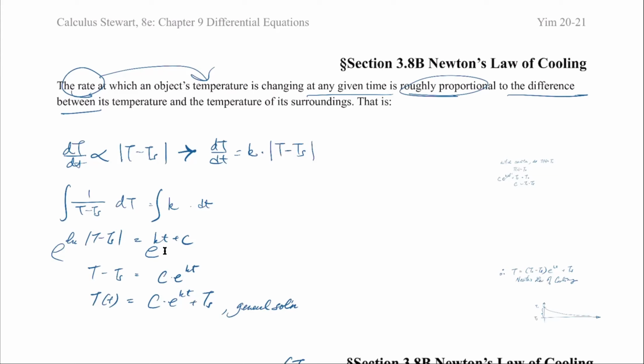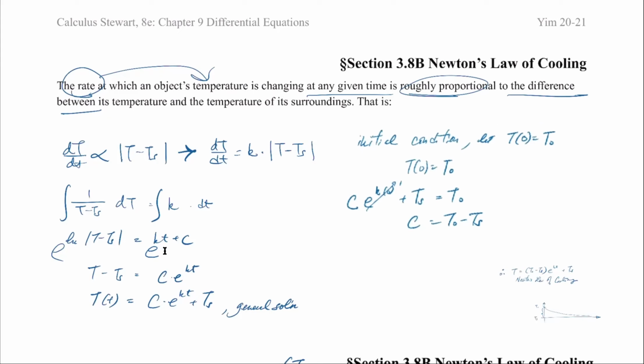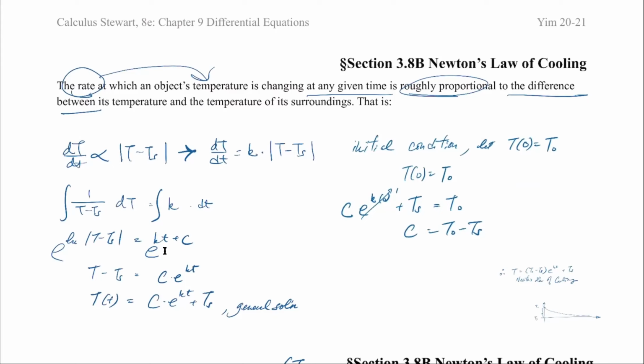And then we have some information. What can we do, guys, to find the exact solution? One of the things we could do is use the initial condition, right? So we're going to let T of 0 be T naught, right? So put the 0 into this equation right here, and we end up with this. That goes to 1. So C is equal to T naught minus Ts. So what does that mean?